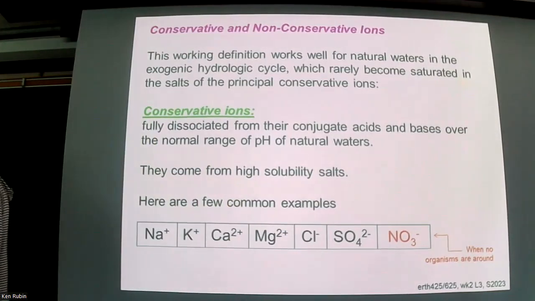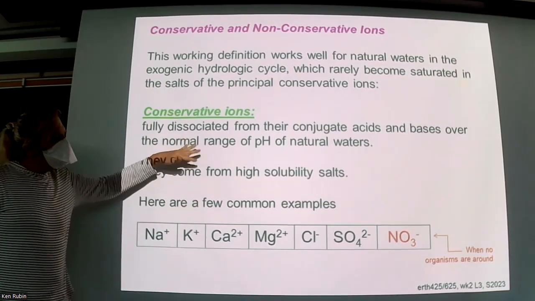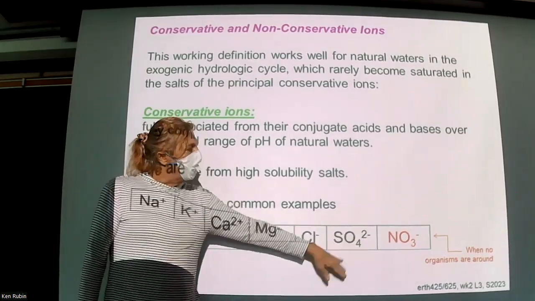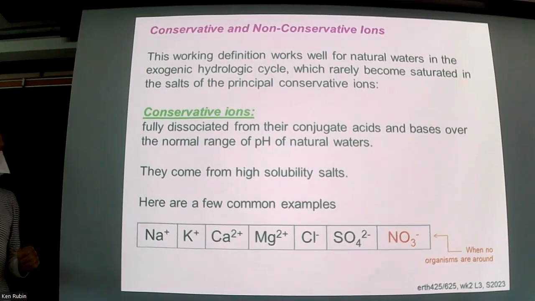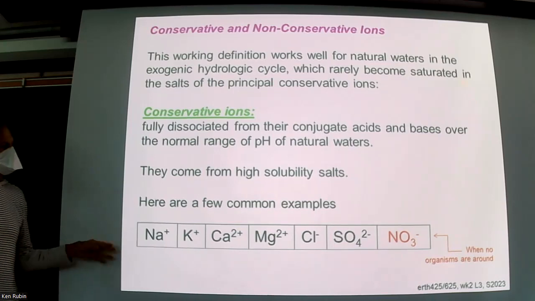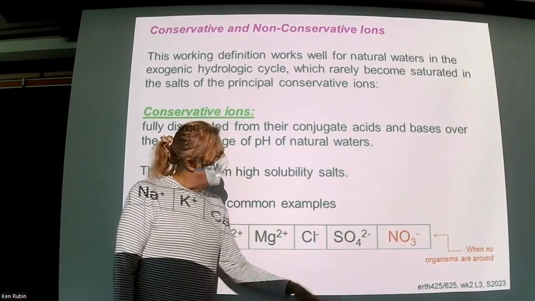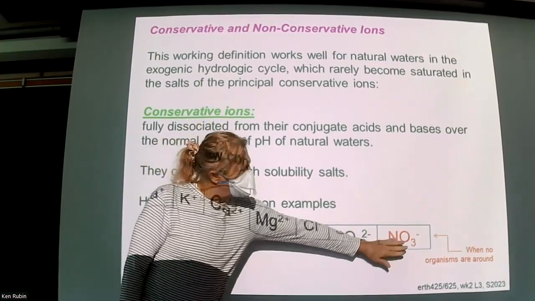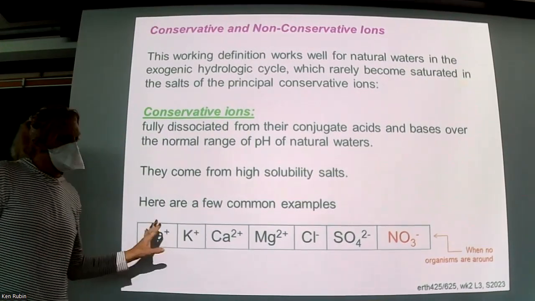You'll see nitrate is on there, but I put it in red. In many books, they consider nitrate, in the absence of organisms, a conservative ion. In the presence of organisms, it isn't, okay? So think to the example I gave you last time of an oligotrophic lake and a eutrophic lake. In an oligotrophic lake with very few biological processes, we would see nitrate behaving conservatively. But as soon as we put a little bit of organisms in there, it stops behaving conservatively. So I tend to not think of it that way, although chemically it is conservative.